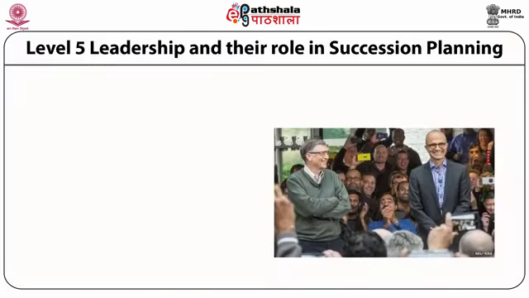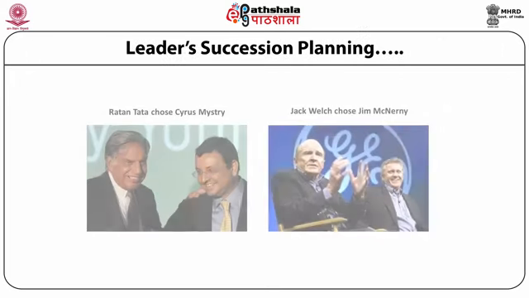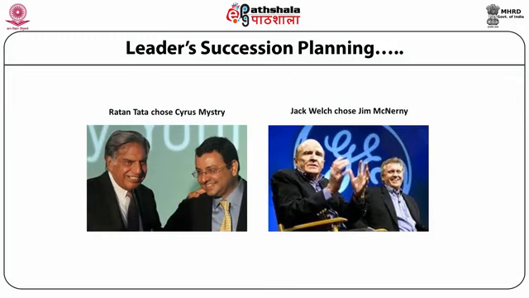Level 5 leadership and their role in succession planning is very important. The role of transformational leaders and level 5 leaders in organizations is amply manifested in their earnest efforts in succession planning for the organizations, which is one of the highly significant endeavors by the top management. As we have already seen, Bill Gates chose Satya Nadella as his successor, who was a level 5 leader. Again, when it comes to succession planning, we have seen that level 5 leaders are very particular while choosing their successors. Like Ratan Tata chose Cyrus Mistry, Jack Welch chose Jim McNerney as his successor.